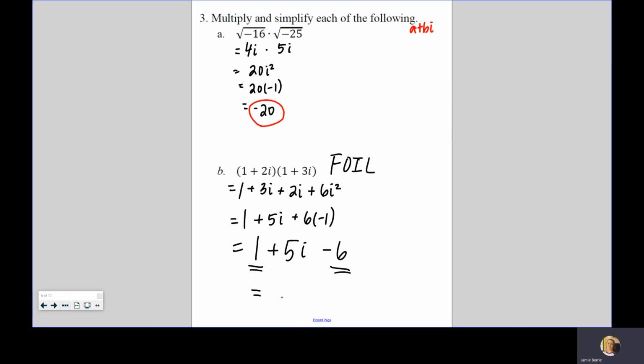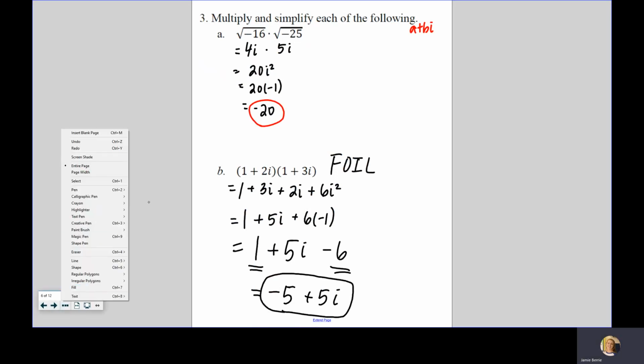Right. It's equal to 1, not equal to 1. All right, let's try this one more time. 1 minus 6 is -5 plus 5i. There we go. I did it again. I was supposed to circle that in red.